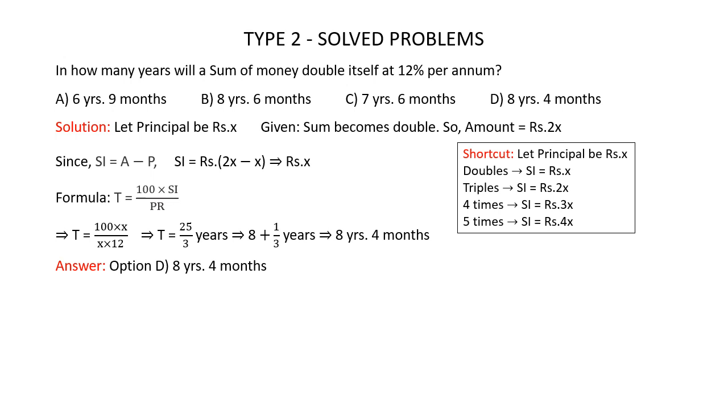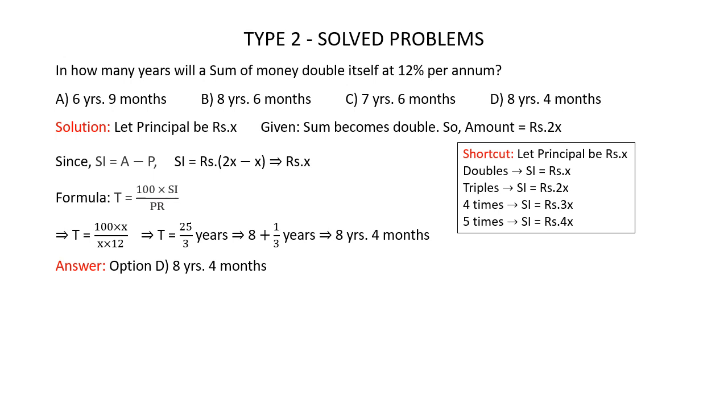Let's solve a few problems of type 2. Type 2 is questions where a sum of money multiplies at a certain rate of interest. In how many years will a sum of money double itself at 12% per annum? Here you are given 4 options and you have to find out which of these options is the correct one.